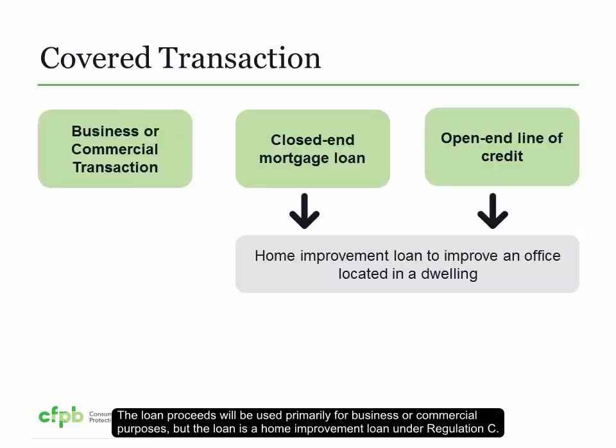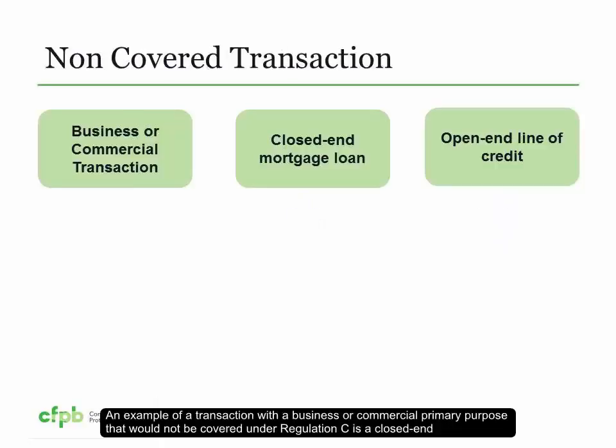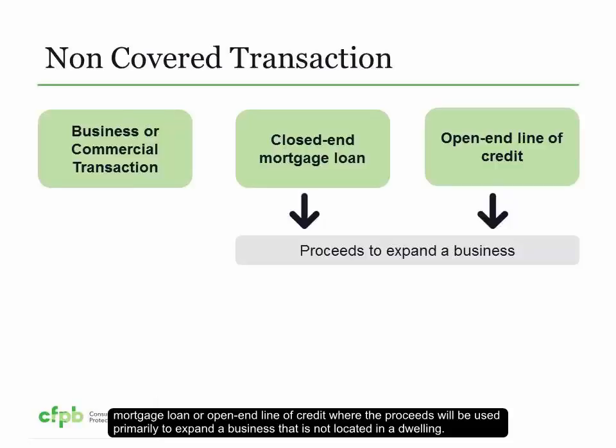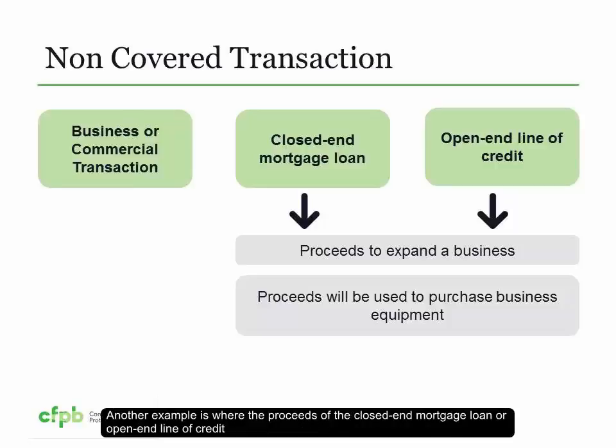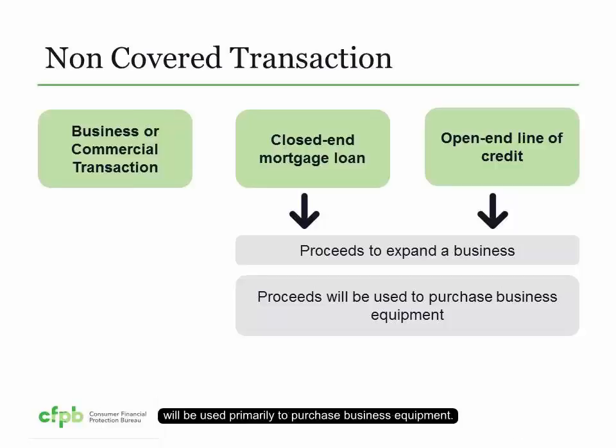The loan proceeds will be used primarily for business or commercial purposes, but the loan is a home improvement loan under Regulation C. An example of a transaction with a business or commercial primary purpose that would not be covered under Regulation C is a closed-end mortgage loan or open-end line of credit where the proceeds will be used primarily to expand a business that is not located in a dwelling.